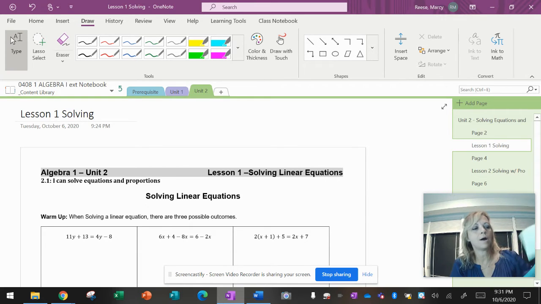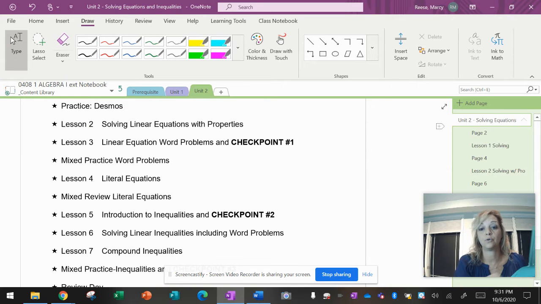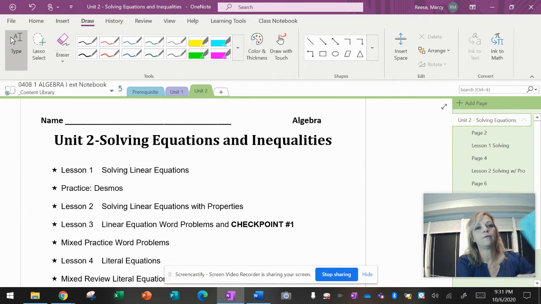Okay. We are starting Unit 2. Unit 2 involves solving equations and inequalities. The first couple days are going to be review, just getting you back into solving for x, solving for a single variable with some properties. We've got 7 linear equations today for our first lesson, and then tomorrow you're going to do Desmos.